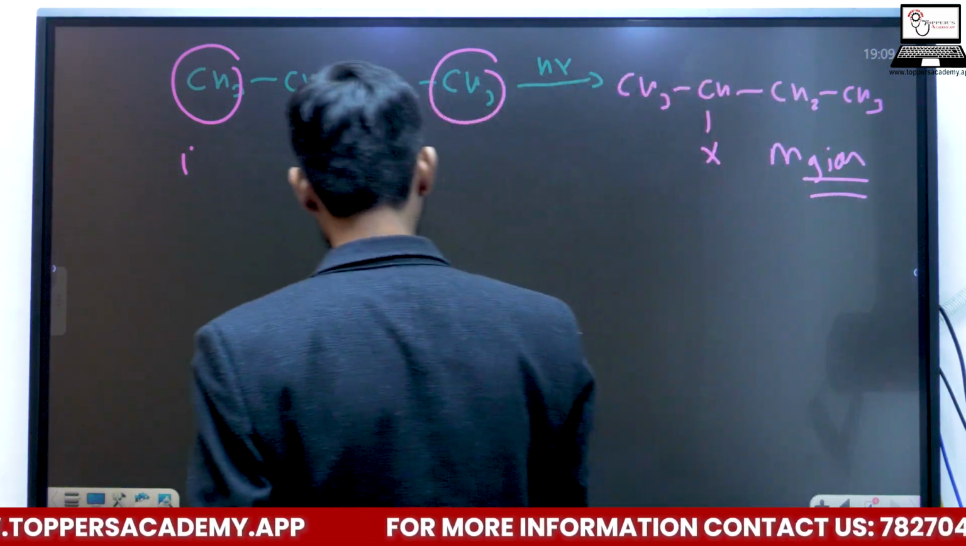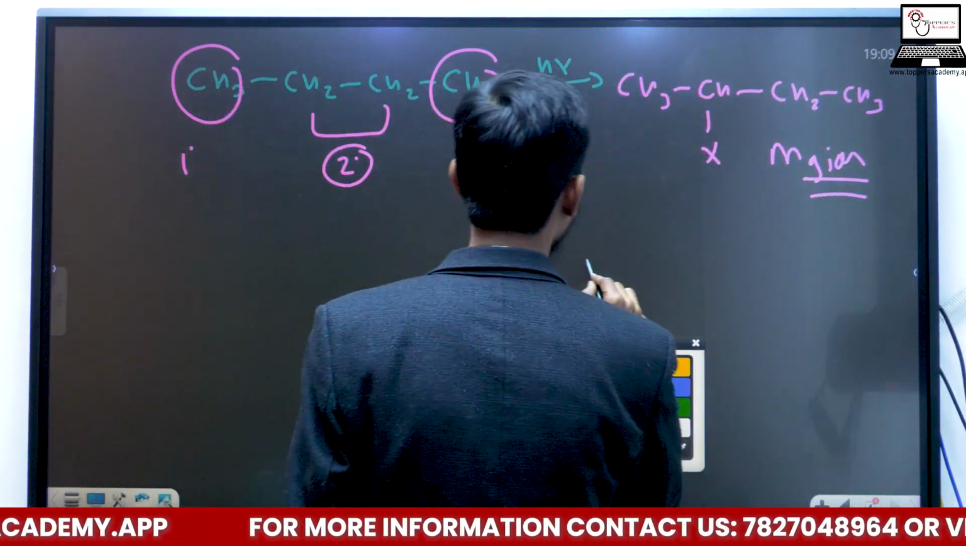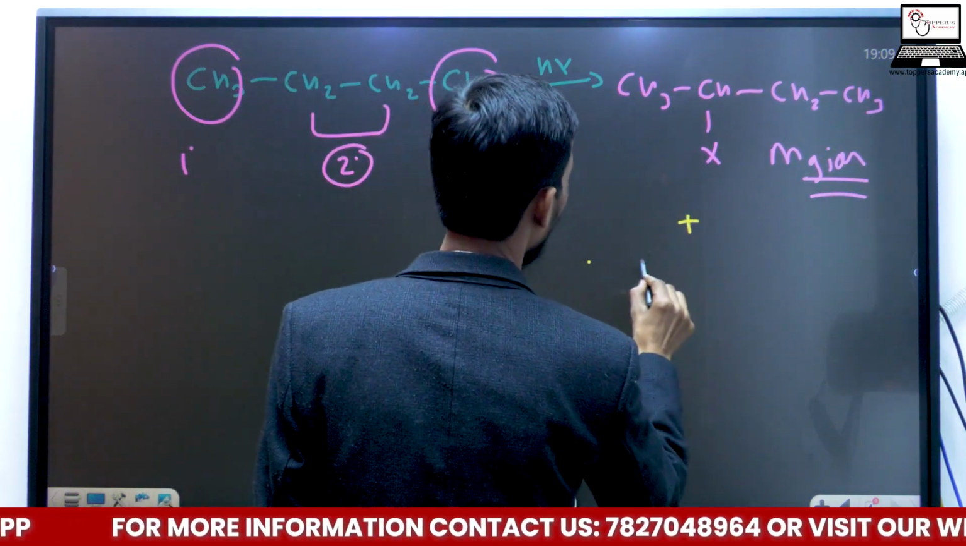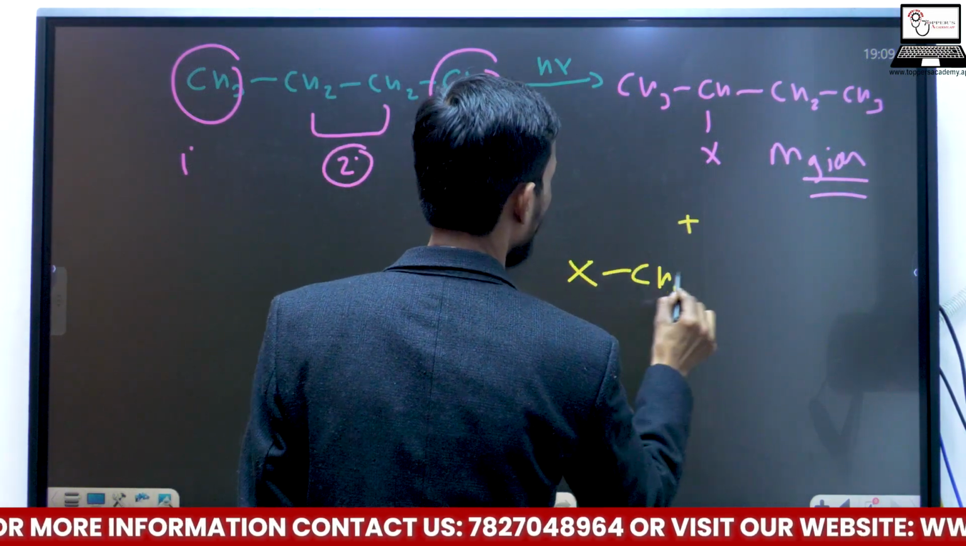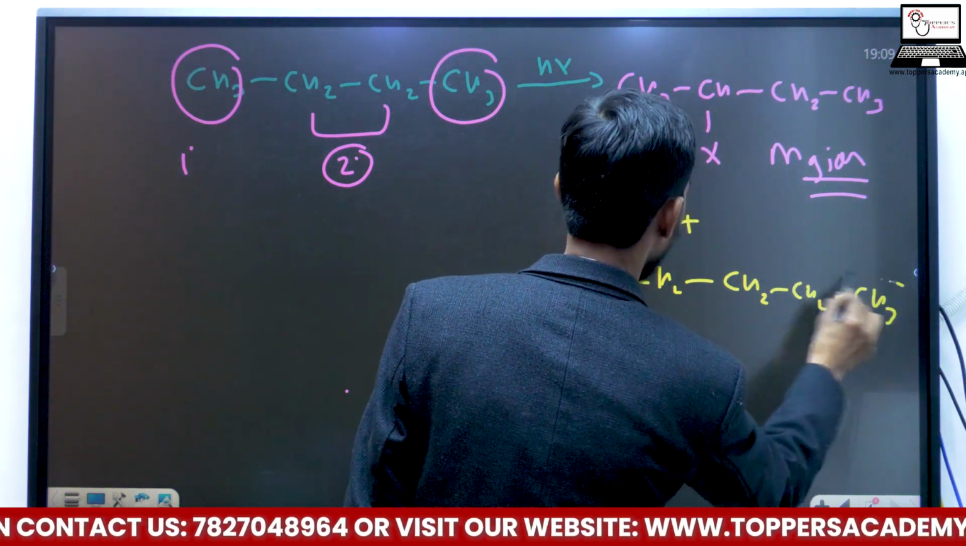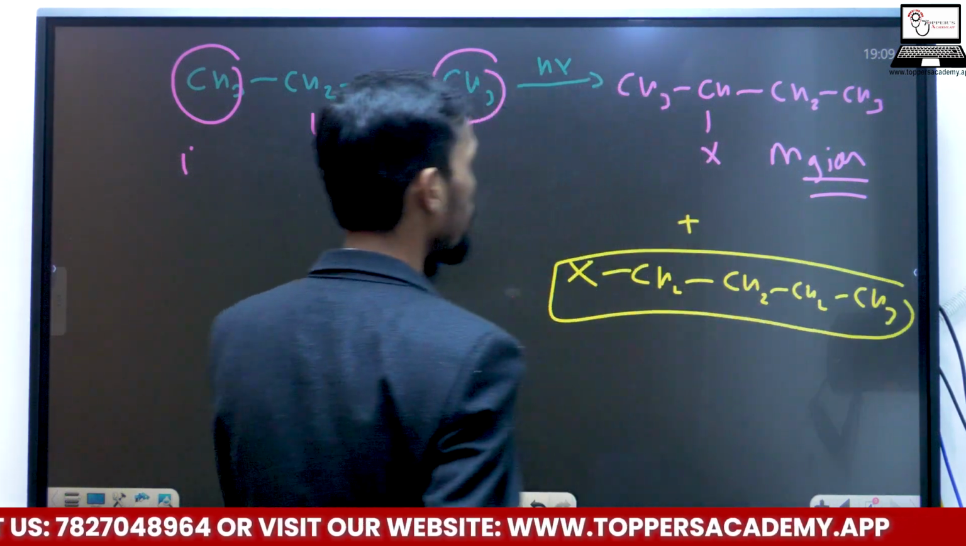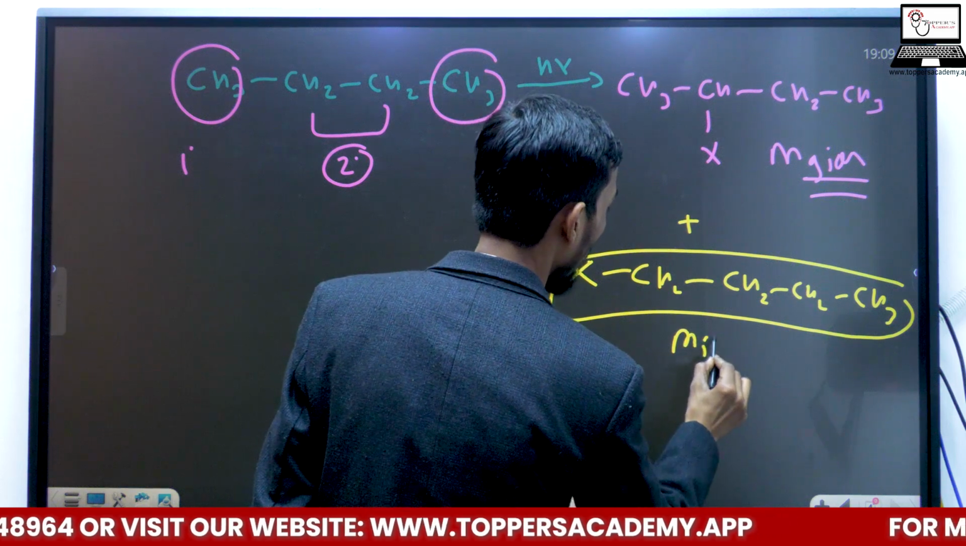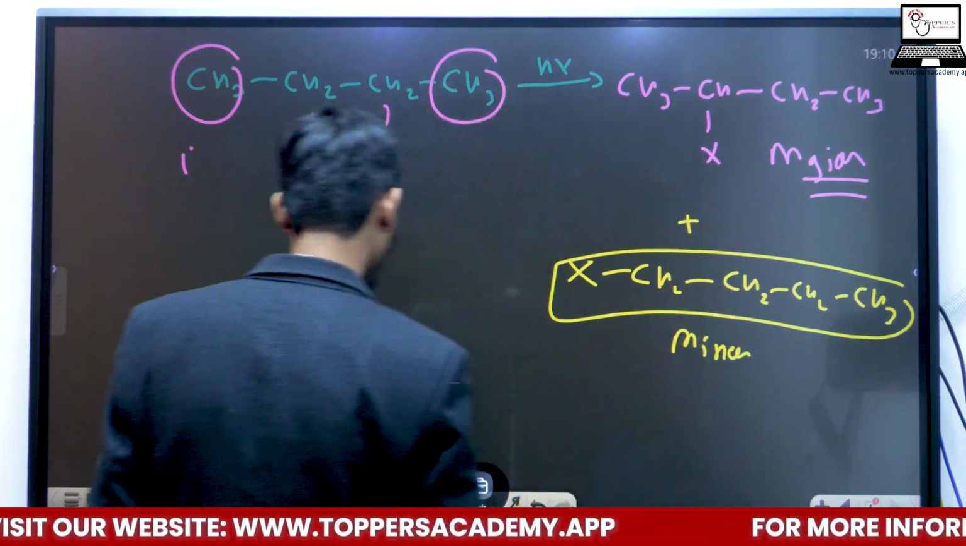This will be the major product over here, and regarding the minor product, that will be CH2X single bond CH2 single bond CH2 and CH3. This is the way we get the major and minor product. Why are we getting this minor product?